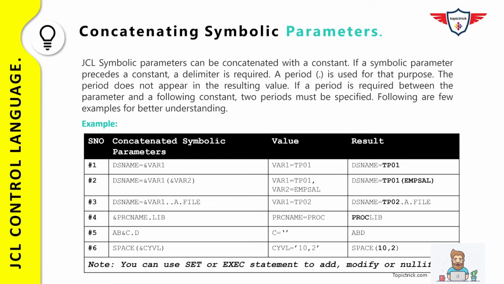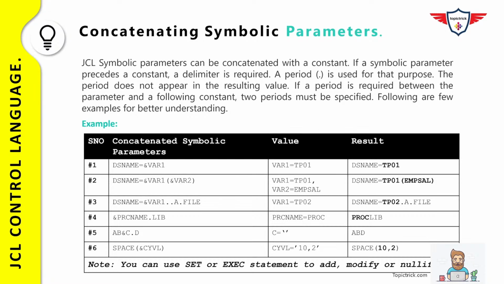Similarly, in example 3, we'll try to construct the dataset name with the help of a symbolic parameter. So again, you have DSN name followed by an equal sign, and after that you have &var1, which is a symbolic parameter. Then you have period dot a dot file. I've passed the symbolic parameter value as tp02, so my output would be DSN name equals tp02.a.file. This is how you can construct the dataset name with the help of symbolic parameters.